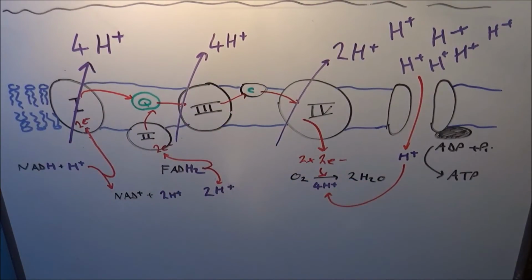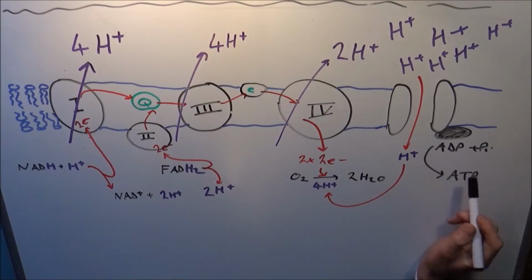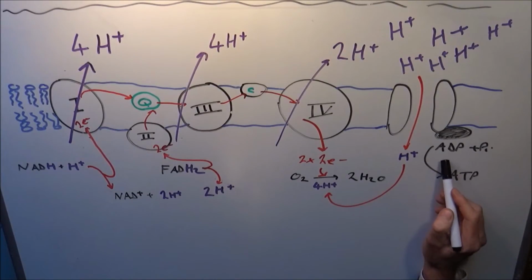If you start exercising, your ATP is used in muscle contraction, so the amount of ATP decreases and ADP increases, so you've got a high ADP to ATP ratio.